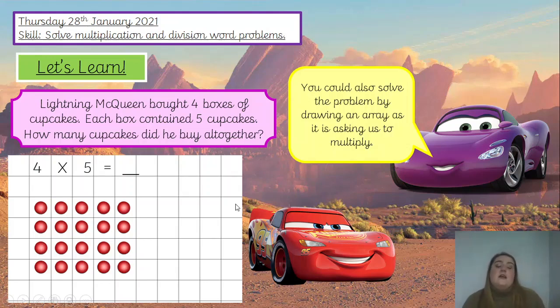And in order to find out the answer then, we have to count all of the counters, just as we did the cupcakes. We counted all of the cupcakes. This time we're counting all of the counters. So I'd like you to pause it and count the counters for me, please. Okay, well done. Hopefully you got 20, and you'll see we get the same answer from drawing an array as we did from drawing a picture to solve it.